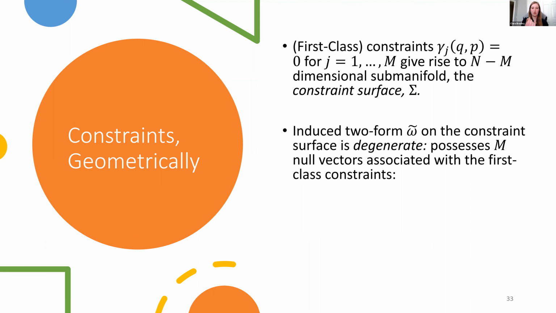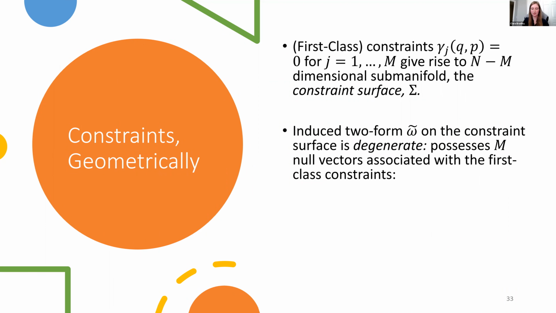Moreover, we can define a two form on this constraint surface as just the pullback of the two form on the phase space to the surface. And we find that this induced two form on this constraint surface is in fact degenerate, and so it doesn't satisfy the properties for being symplectic.